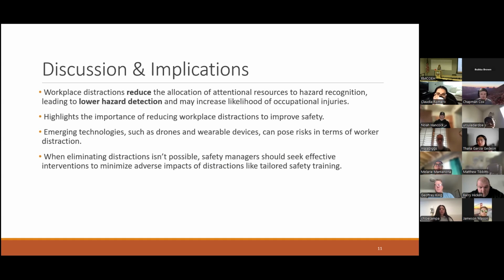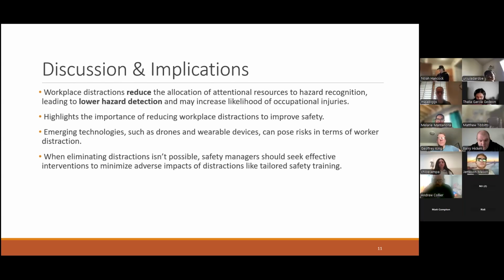So this was kind of what they said as their discussion and significance in their paper, was that workplace distractions reduce the allocation of attentional resources to hazard recognition, leading to lower hazard detection, which could increase the chance of injury. It highlights the importance of reducing workplace distractions to improve safety, and emerging technologies like drones and wearable devices can pose risks. And when eliminating distractions isn't possible, managers should seek effective interventions like tailored safety training.